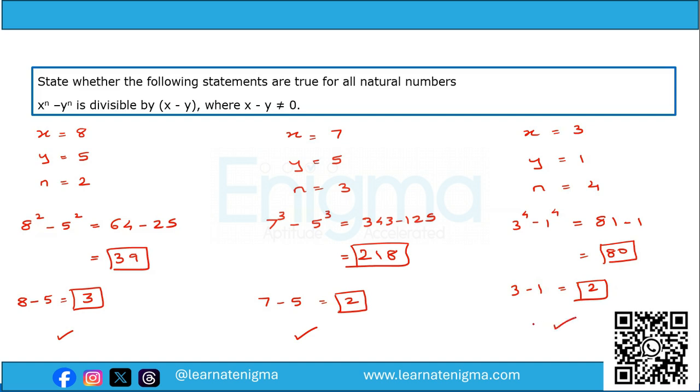So therefore this statement is true with these assumptions as well. So therefore we can conclude that the given statement is true for all natural numbers.